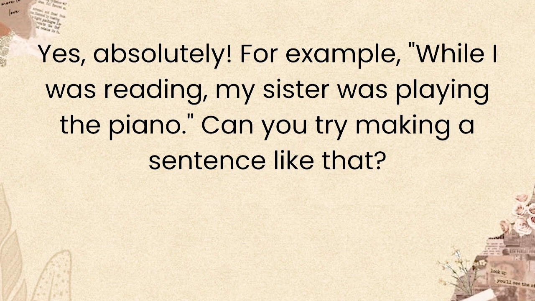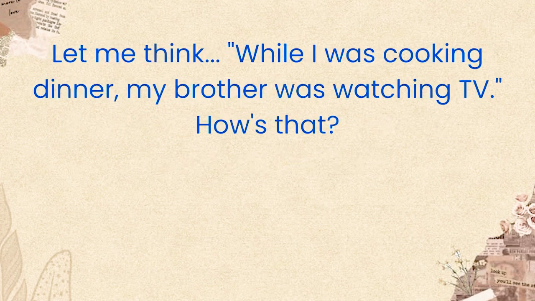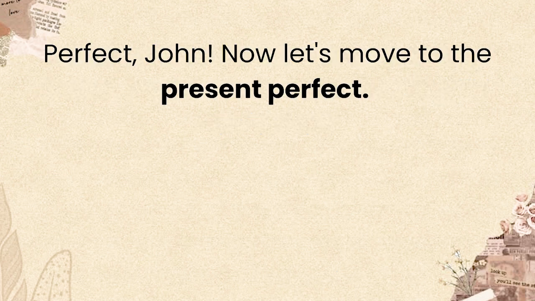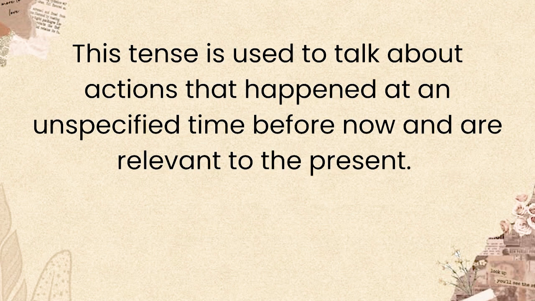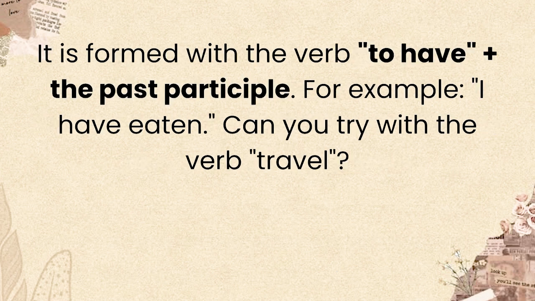Can you try making a sentence like that? Let me think. While I was cooking dinner, my brother was watching TV. How's that? Perfect, John. Now let's move to the present perfect. This tense is used to talk about actions that happened at an unspecified time before now and are relevant to the present. It is formed with the verb to have plus the past participle.